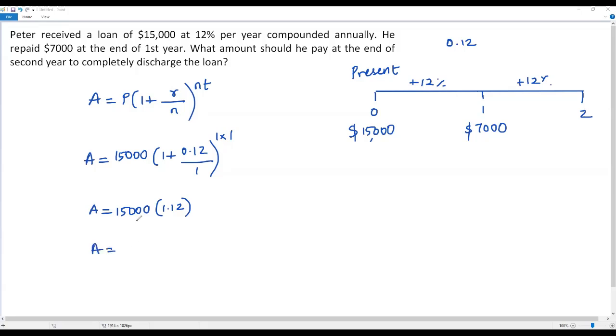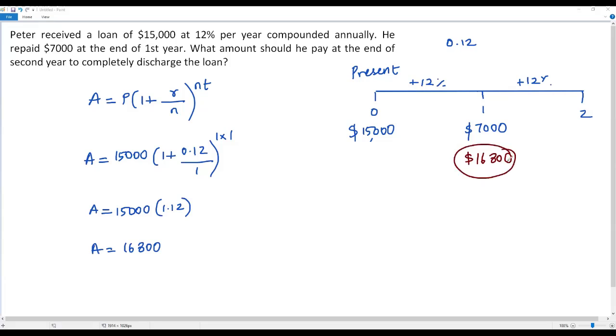Okay, now what we have to do is multiply this 15,000 and 1.12. When I multiply them, I am getting 16,800. So that is the value of the $15,000 loan after 1 year at the rate of 12% interest. So it's $16,800. Let me write it over here. So $16,800 is the value of the loan at the end of the first year.